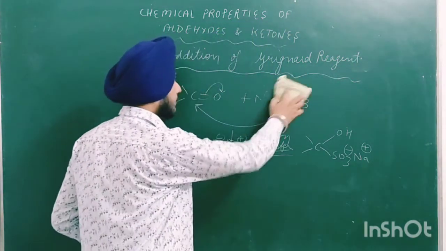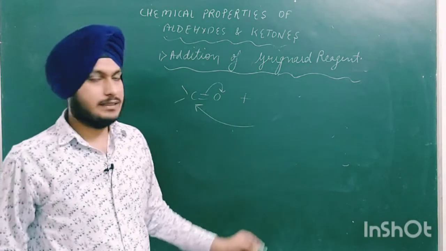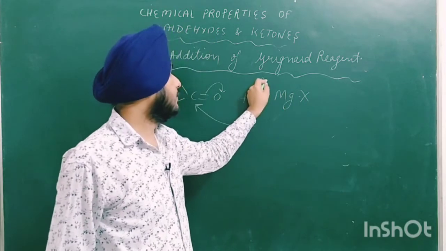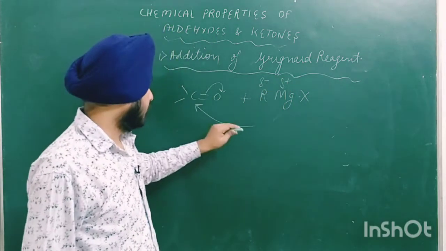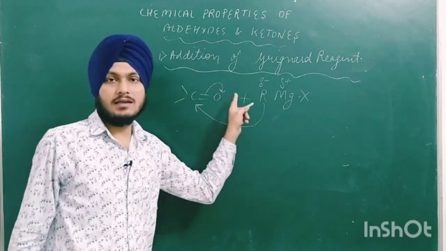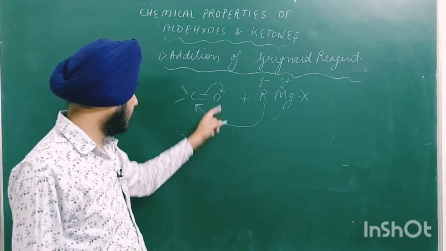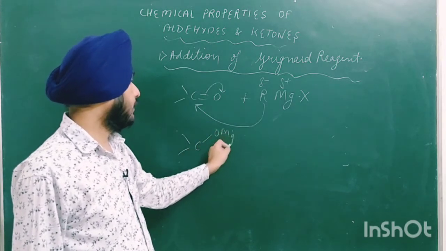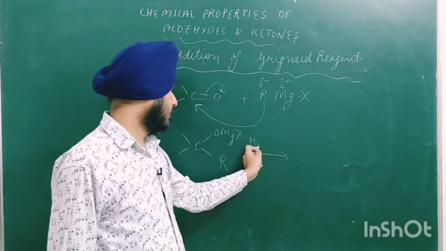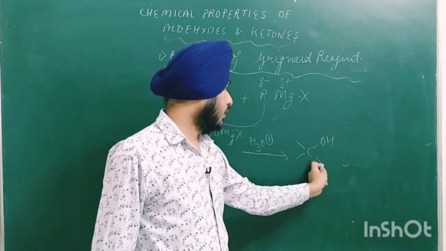Now if we have the Grignard reagent, that is RMgX, here we have partial negative, partial positive. So firstly this R negative will attack on this carbon and this will shift over here, and then this MgX will attach on the carbonyl oxygen. So OMgX and the R group will attach over here. The next step is the hydrolysis, and we will get this product, the alcohol.